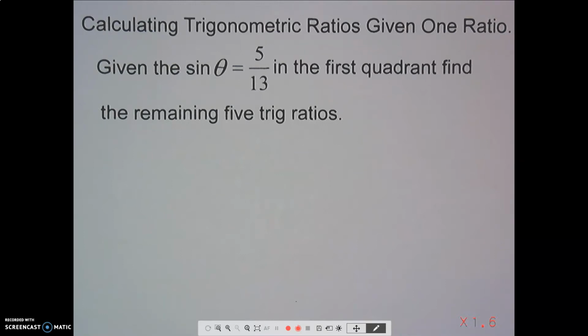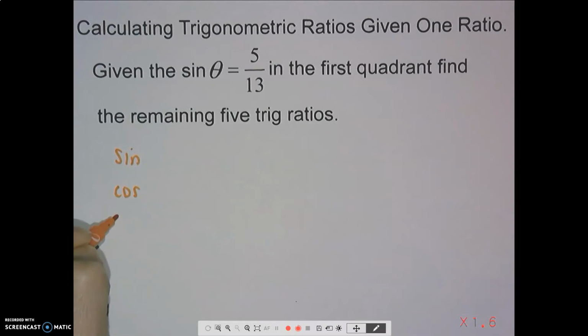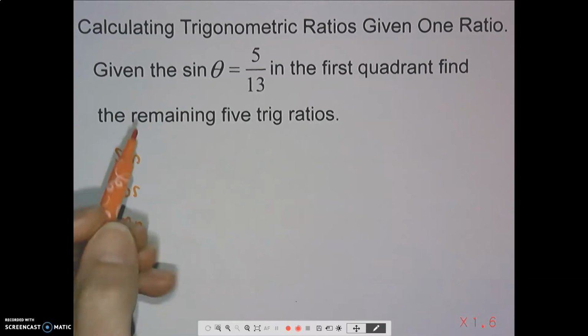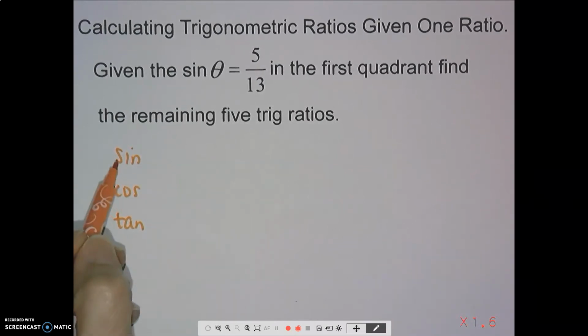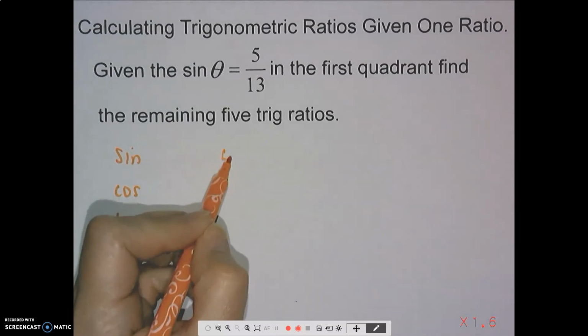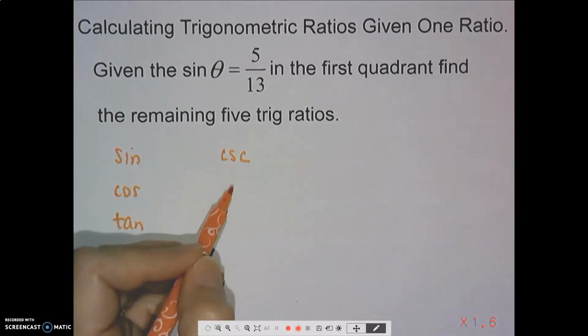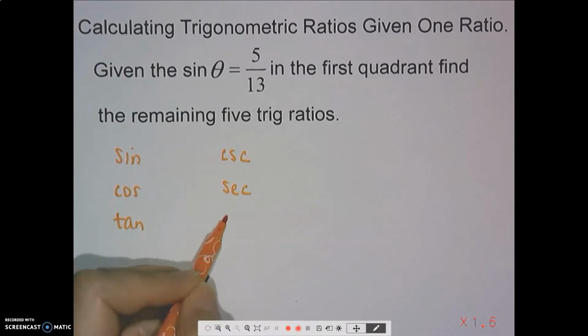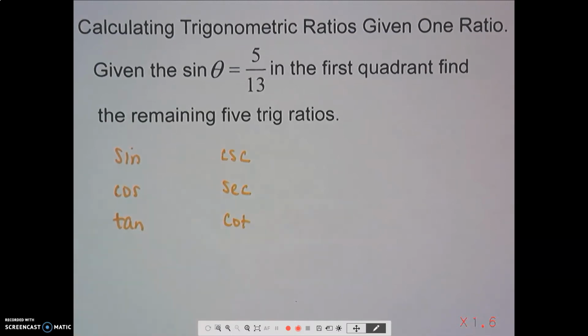In this case, we're given the sine of theta equals 5/13, and we're in the first quadrant, and we're going to find all 6 of them. So I'm going to set everything up here. We know that we need to find all 6 of these. So sine, cosine, tangent. Sine doesn't start with c, so I need cosecant to go with that. Cosine starts with c, so I need secant to go with that. And then cotangent goes with tangent.